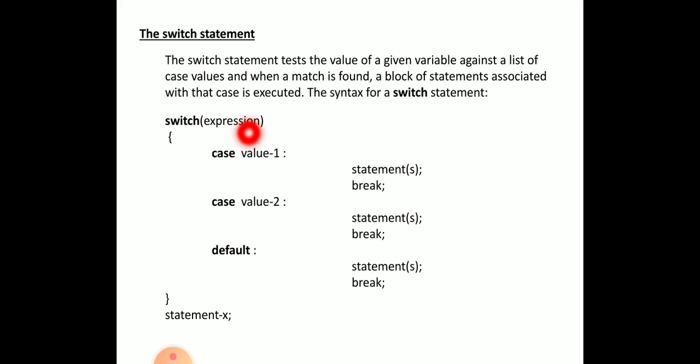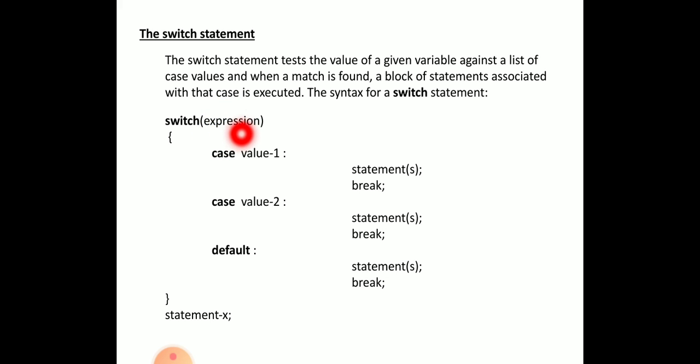The general syntax of the switch statement is the keyword switch, and within brackets we give the expression. The expression in the switch statement can be either a constant or any expression to be evaluated. When the program is executed, it checks this argument of the switch statement.